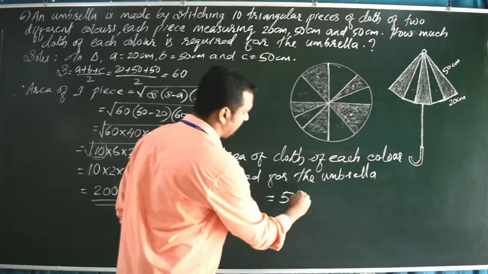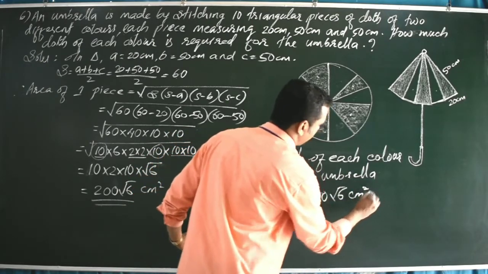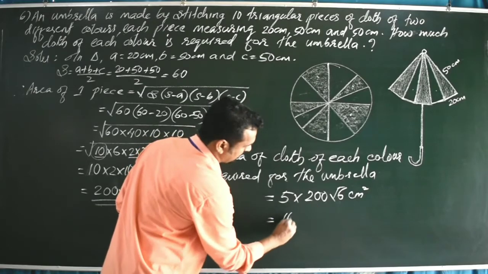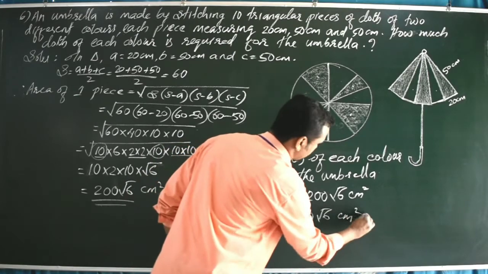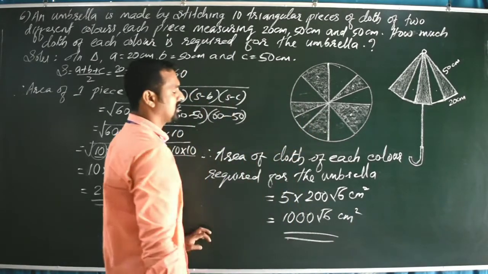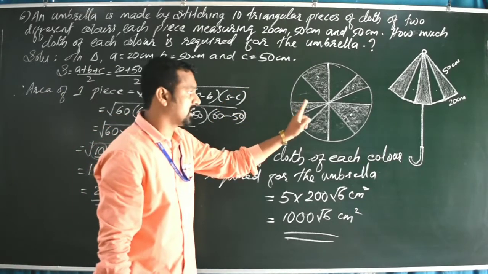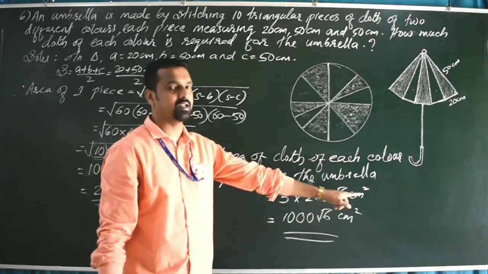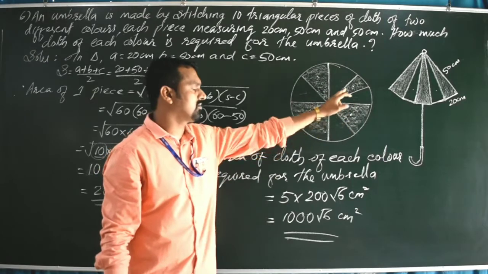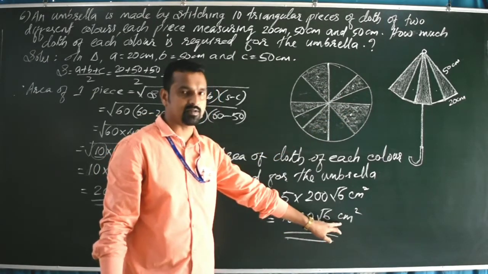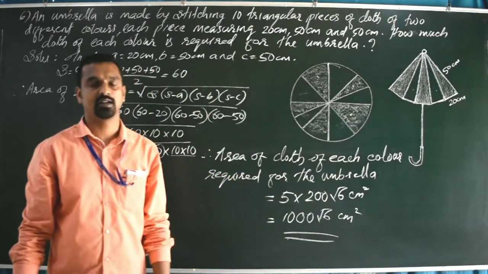So 5 into area of one piece, that is 200 root 6 centimeter square, that is equal to 5 twos are 10, with 2 zeros, root 6 centimeter square. So 1000 root 6 centimeter square area of cloth is required for one color. Then for another color, if it is black color, we need 1000 root 6 centimeter square cloth, and white color also we need 1000 root 6 centimeter square. That is the answer.